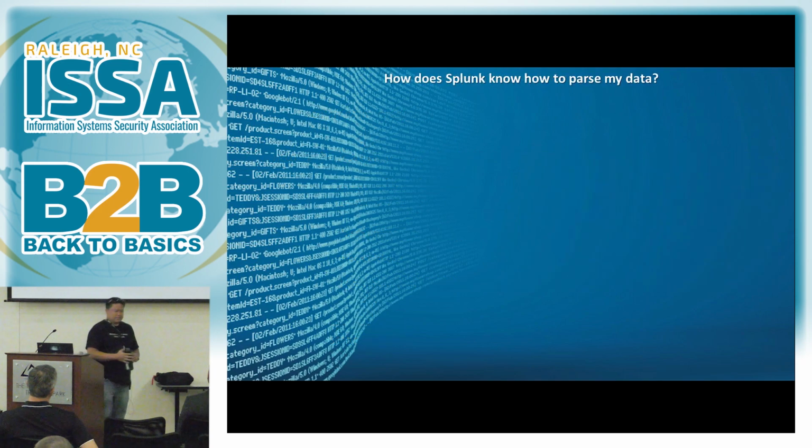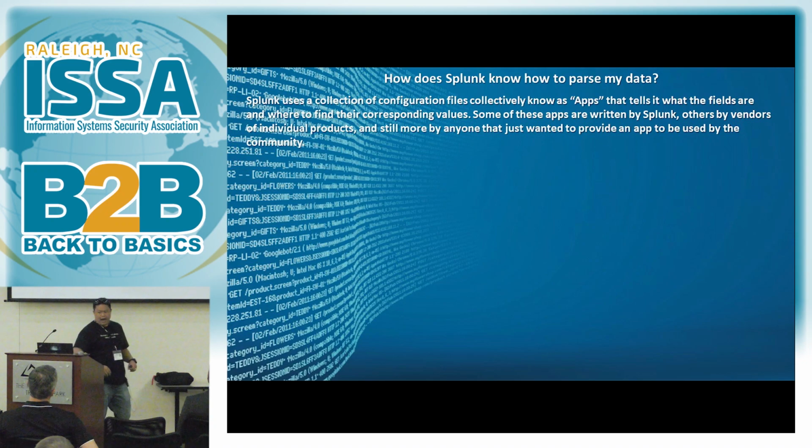And then you may be asking, how does Splunk parse my data, all right? So I have all these different data types. I've got applications, I've got network gear. How in the world is Splunk going to know how to parse all that? So one of the things you're going to hear a lot with Splunk is this concept of apps. So an app is just a bundle of configuration files.